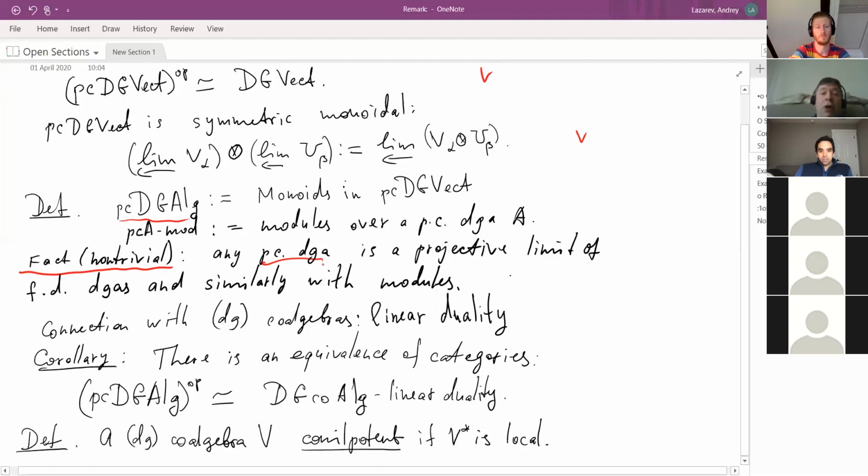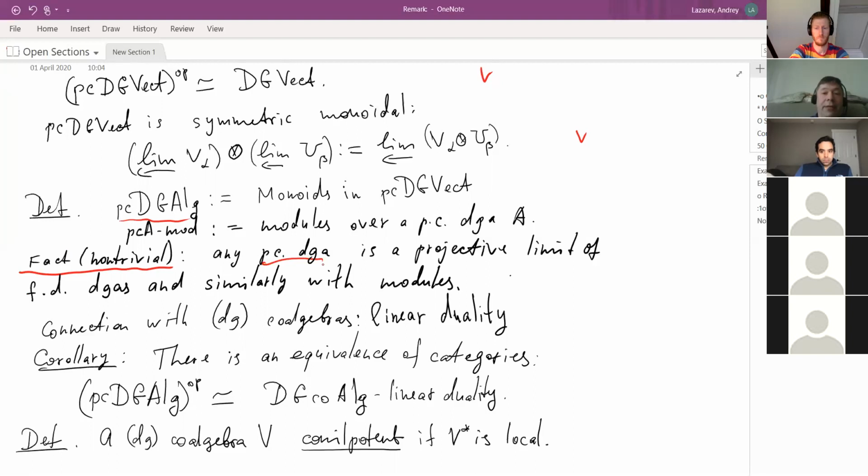We know that a pseudo-compact DGA, since it's an object in pseudo-compact vector spaces, must be a projective limit of finite dimensional vector spaces, right? But why is it a projective limit of finite dimensional DGAs? That's a bit more subtle. For example, that wouldn't be true for pseudo-compact differential graded Lie algebras.